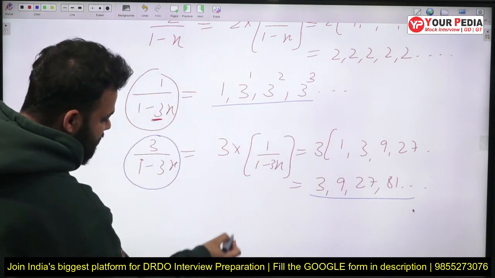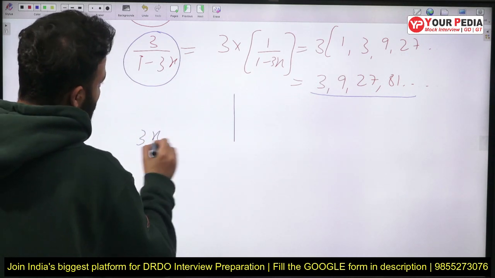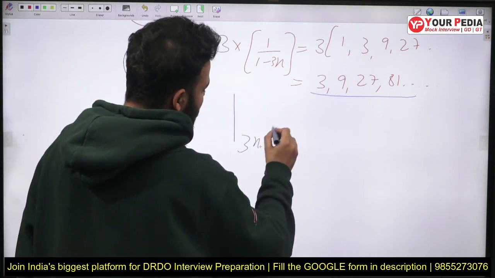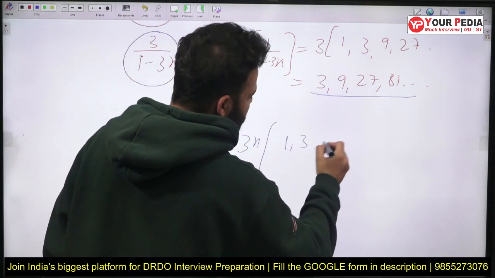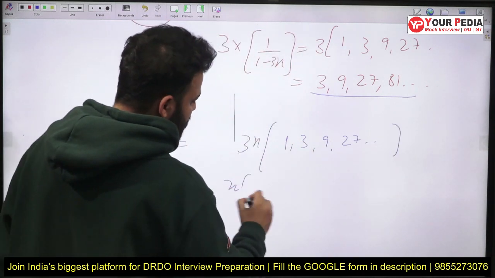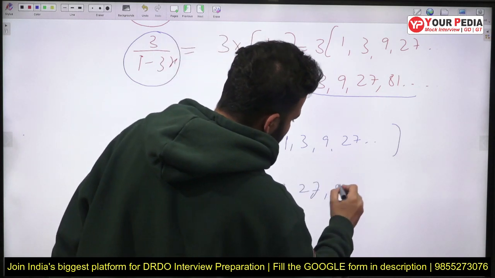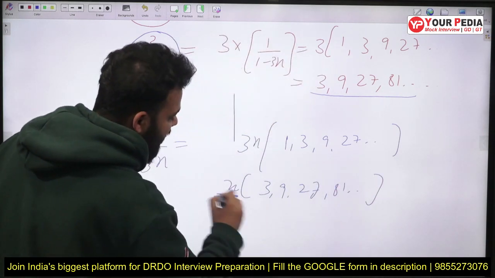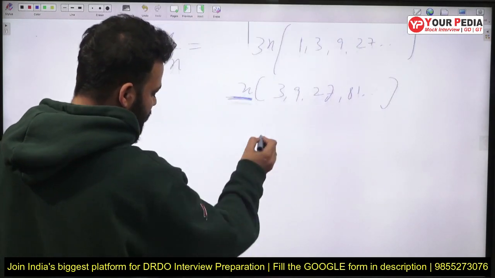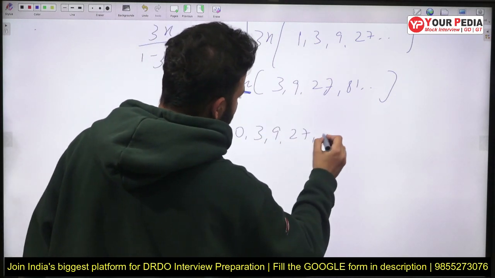Let's say that you do a little change here. You put 3x by 1 minus 3x. Now how do you solve this? First, for 1 by 1 minus 3x, the sequence generated will be 1, 3, 9, 27, and so on. By this 3, the sequence will be 3, 9, 27, 81, and so on. Now this is x. What does x do? It will put 0 at the start. So the sequence will be 0, 3, 9, 27, 81.